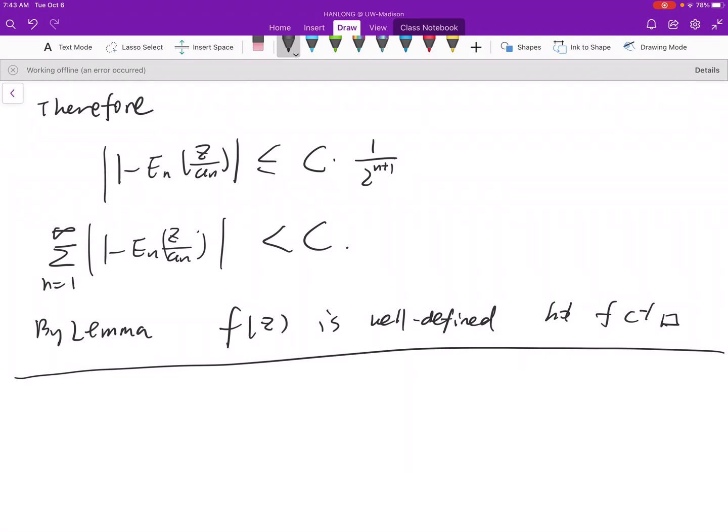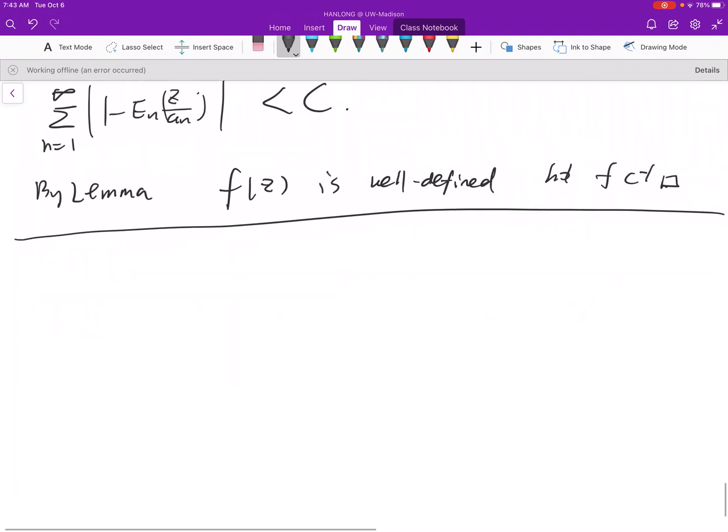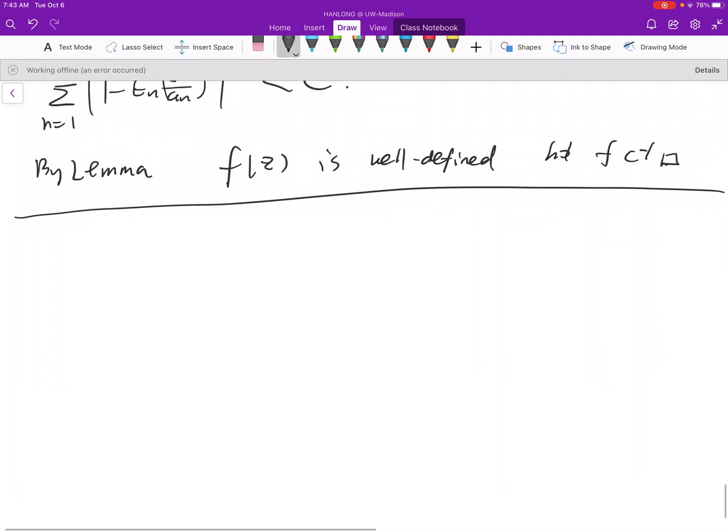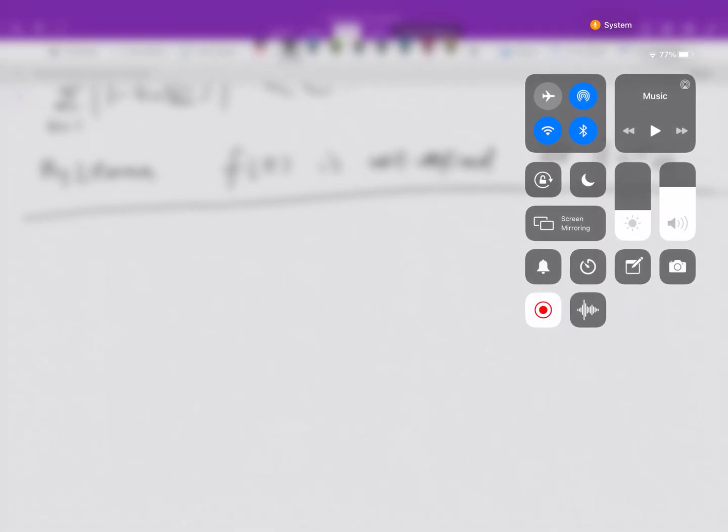Okay, there's another version of the infinite product due to Hadamard, but I don't have time to cover this. If you are interested, you can look at the proof therein. It's in chapter 5, section 5.